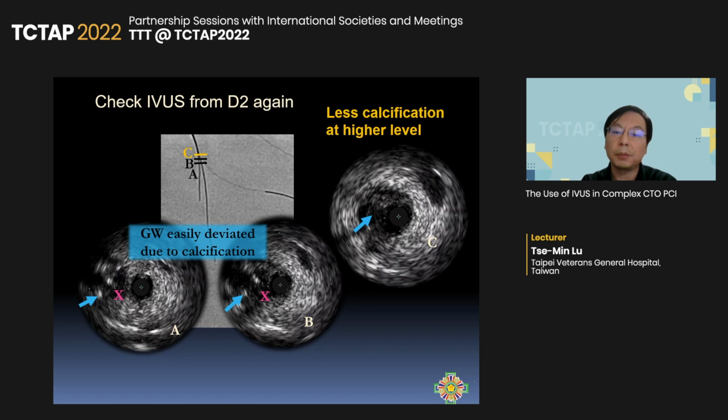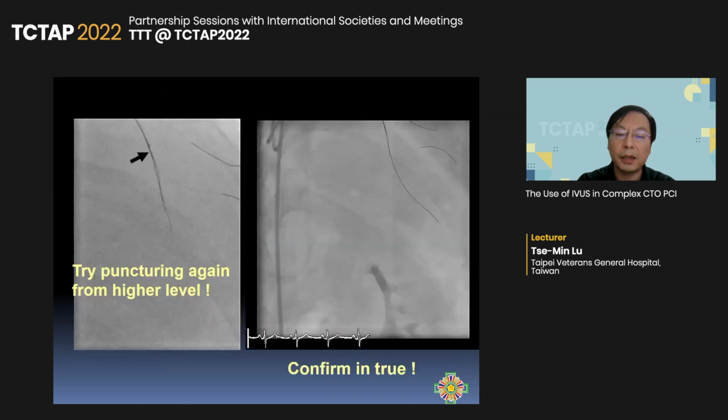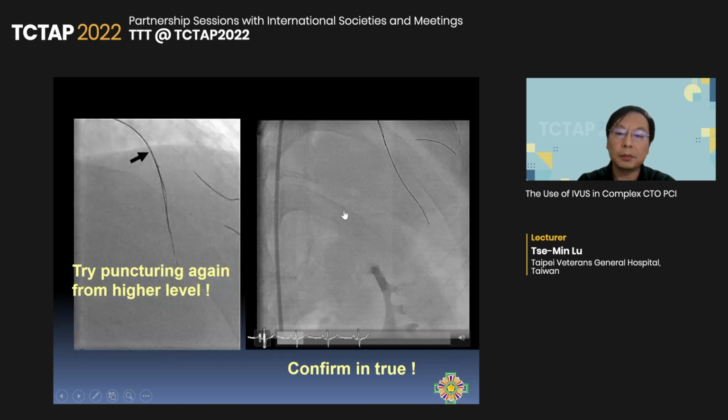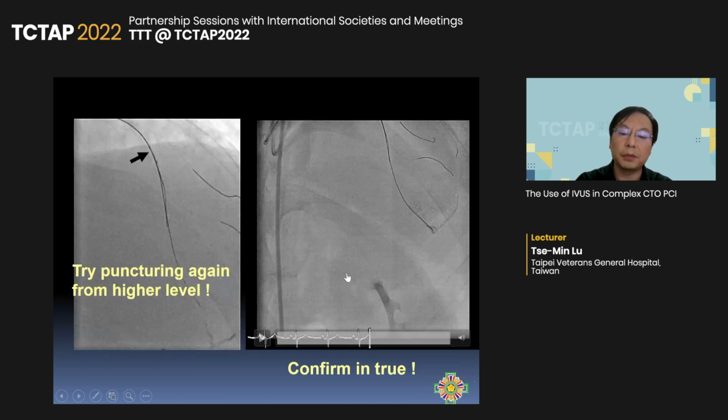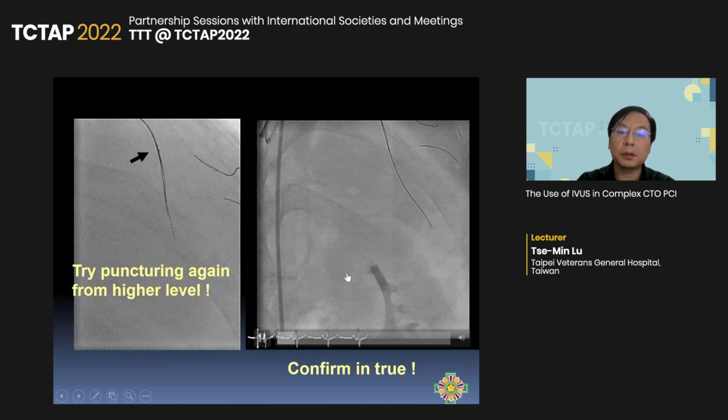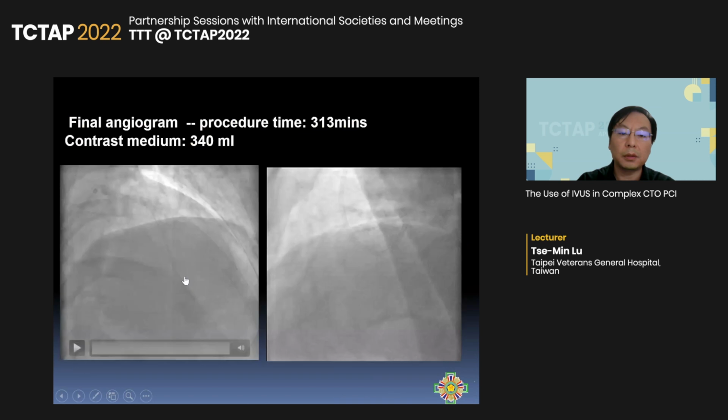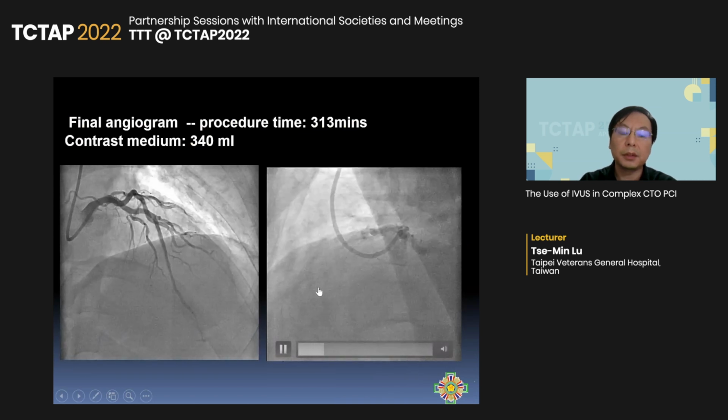But now maybe we can try to use another stiff wire to puncture this level through a softer cap here. So I will try to puncture a higher level, and this time, very fortunately, my wire goes into the true lumen again, and then it can go more smoothly to the distal LAD. We can confirm the true lumen. So after, this is the final angiogram.